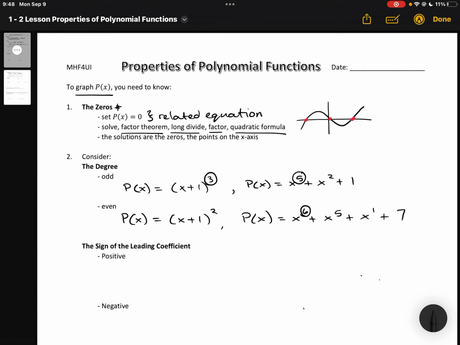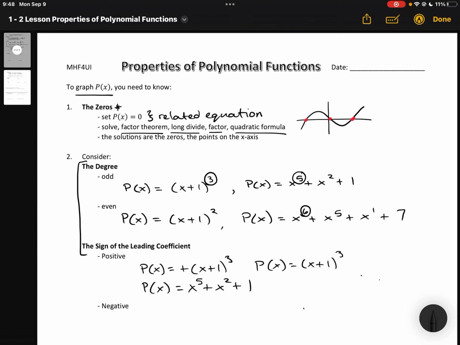Next, I'm going to check out the sign of the leading coefficient. So if the leading coefficient is positive, that could look like this. It could look like this. Or it could look like this. We'll write one out. This one is also a positive leading coefficient. And the leading coefficient is going to give you a clue, in combination with the degree, to tell you what the end behaviors are. So a negative leading coefficient would look like this.